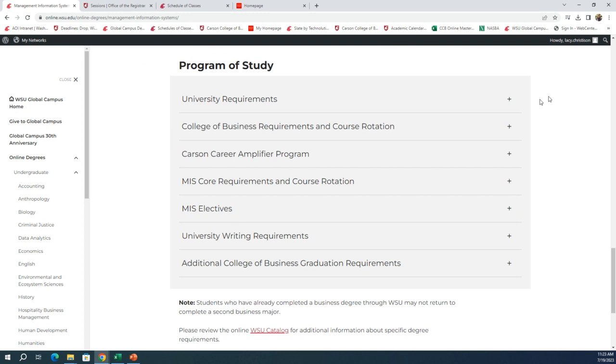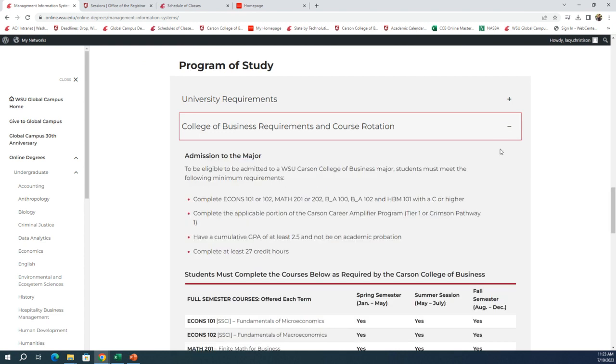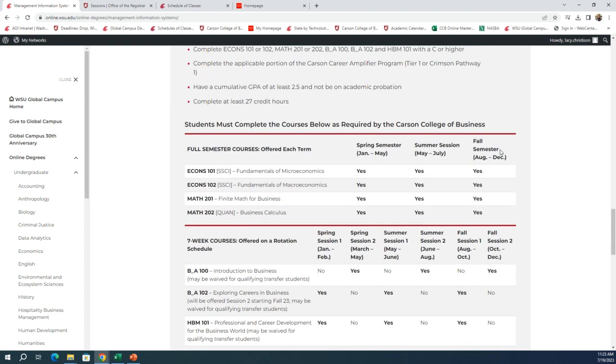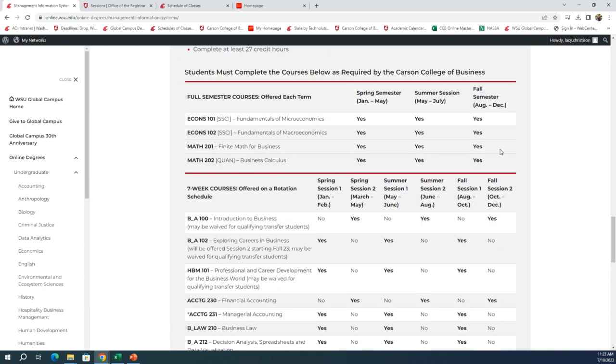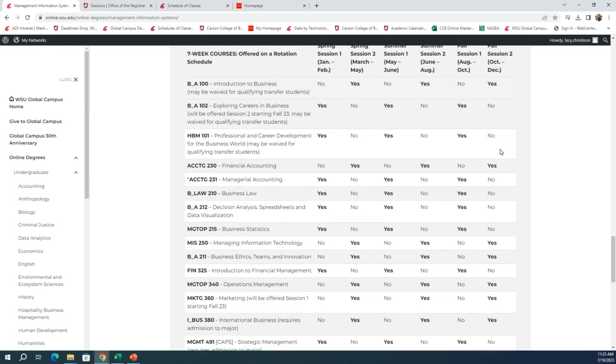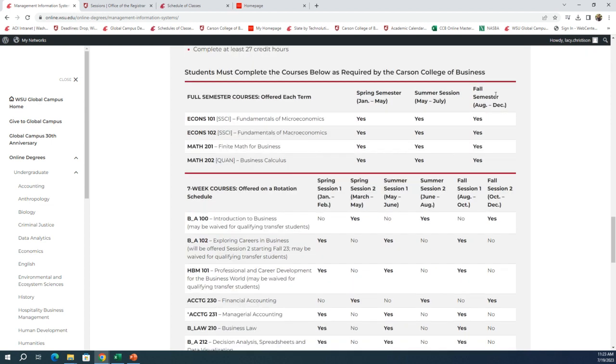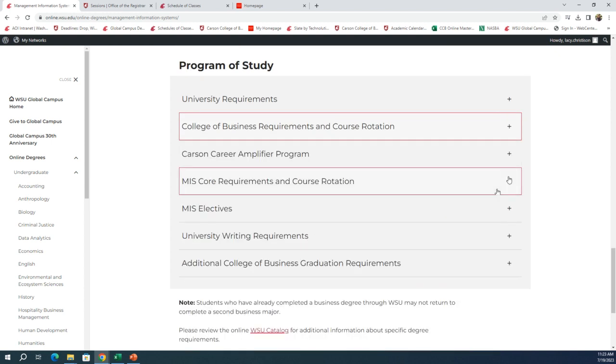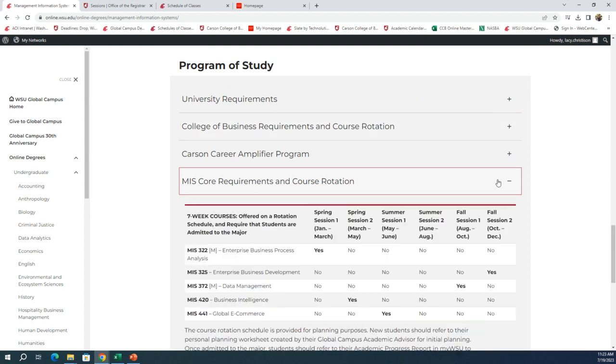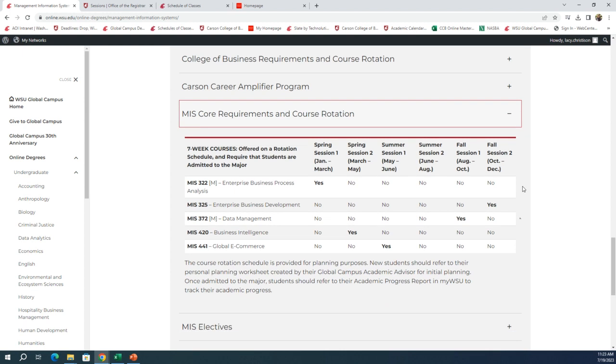Now, if you click on just the general College of Business requirements and course rotation, that will show you the admission to the major requirements, as well as those lower division business requirements and business core requirements, and which session those courses are taught in, in what semester. Similarly, you can find the specific course rotation for your specific major. Here we're taking a look at MIS. So if we click on the MIS core requirements and course rotation, you'll find that same information.